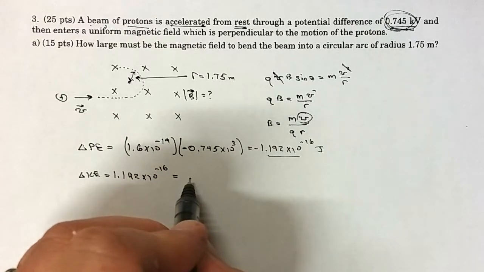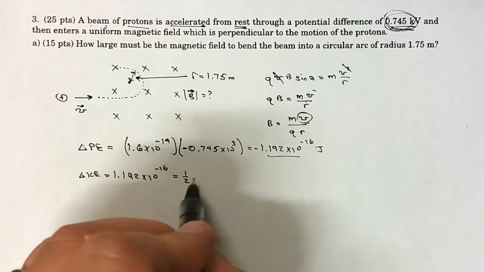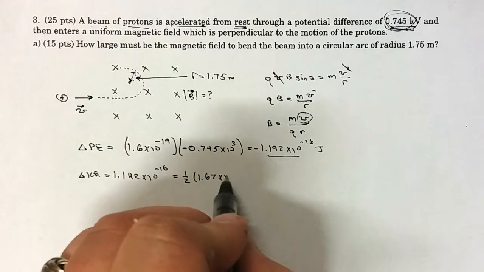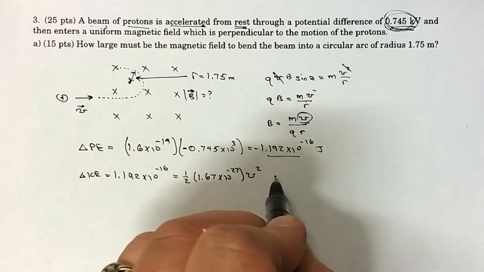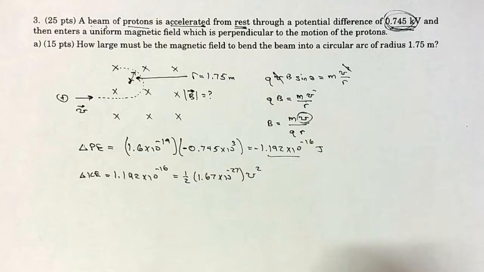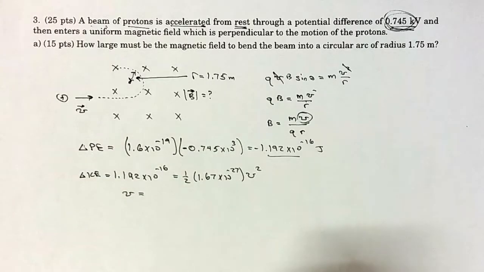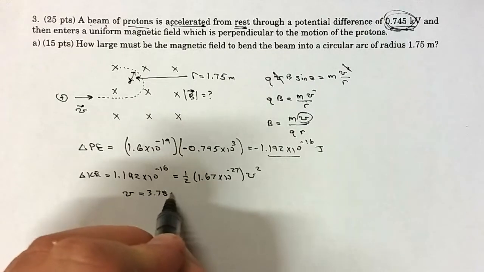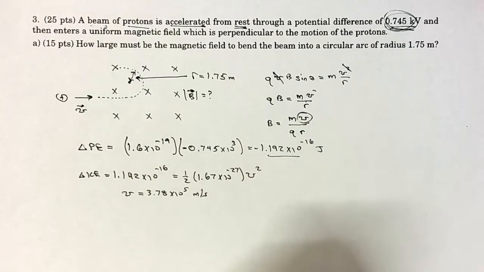If the initial velocity is 0, initial kinetic energy is 0, so this will just be 1/2 m, which is 1.67 times 10 to the minus 27th for a proton, times v final squared minus, well, again, the initial kinetic energy would be 0 because they're starting from rest. Therefore, the velocity of this proton after acceleration is 3.78 times 10 to the 5th meters per second.